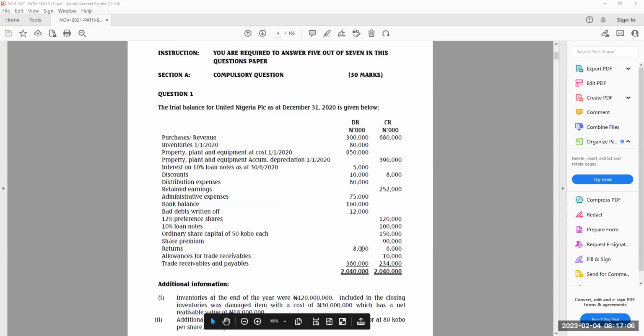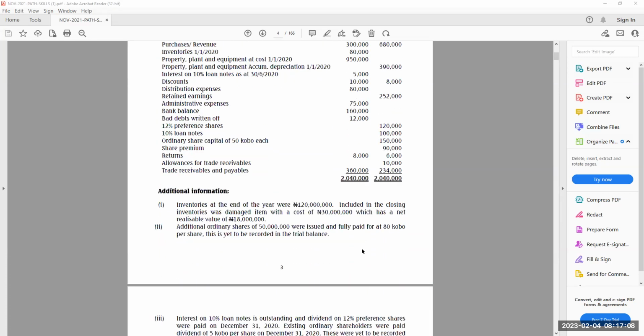Let's draw it down small. Okay. Share premium, returns, allowance for trade receivables and payables. Additional information: one, inventories at the end of the year were 120 million. Included in the closing inventories was a damaged item with a cost of 30 million, which has a net realizable value of 18 million. Number two, additional ordinary shares of 50 million were issued and fully paid for at 80 kobo per share. This is yet to be recorded in the trial balance.